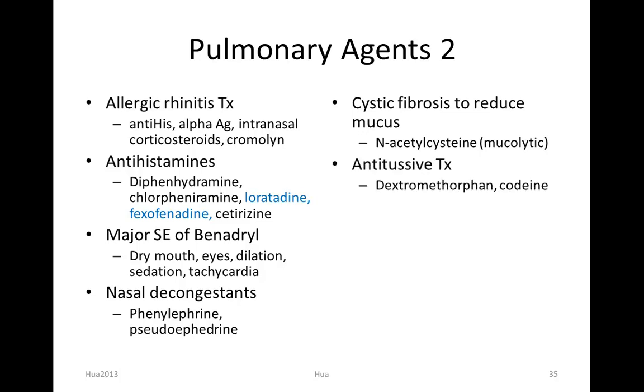Another thing to know about acetylcysteine is that it is an antidote to Tylenol poisoning, to acetaminophen poisoning. Antitussive drugs, so I mentioned in terms of cough, codeine and dextromethorphan. Dextromethorphan gets less to the brain, so less addictive type of behavior, so it's available over the counter. Cough expectorant, acetylcysteine, mucolytic.